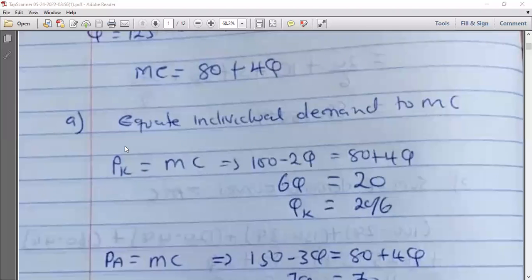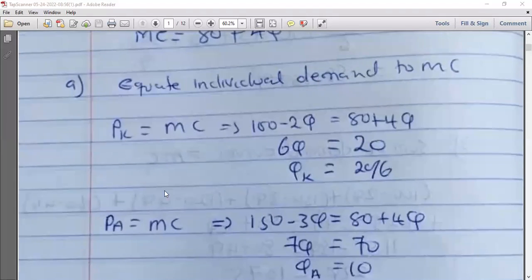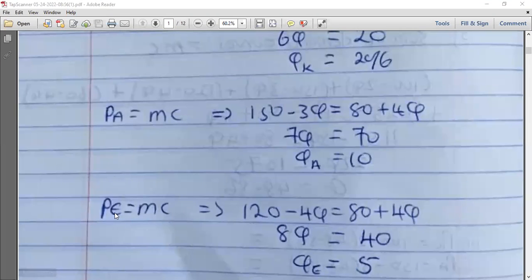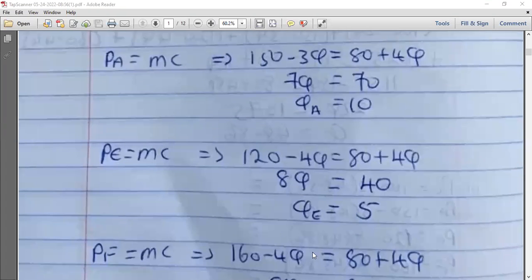So if you take Kwame, you equate PK to the marginal cost. PK was 100 minus 2Q. So equate 100 minus 2Q to the marginal cost and solve for QK. That is the quantity for Kwame. So you get 20 over 6. Then you go to the PA for Amina and equate it to the marginal cost of 80 plus 4Q. You solve for QA. You do it for E as well, equating P to MC, and you get your QE.